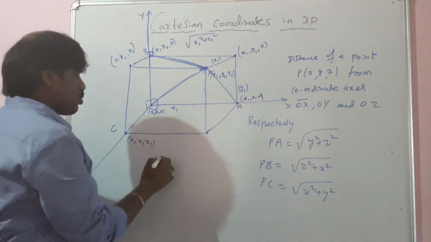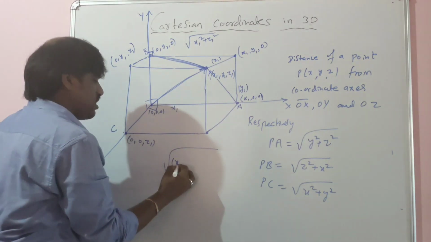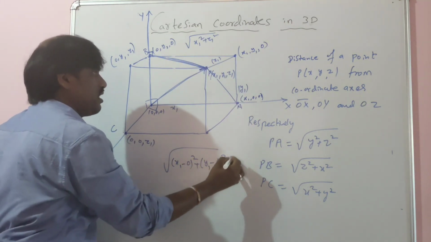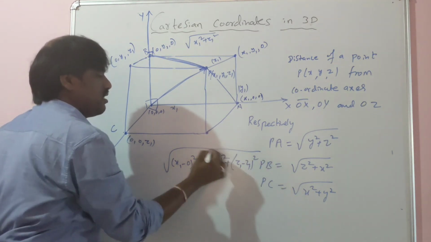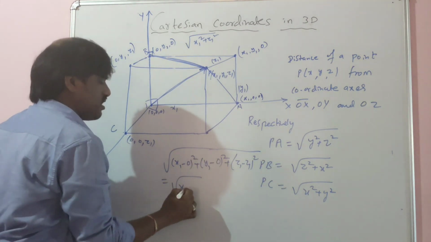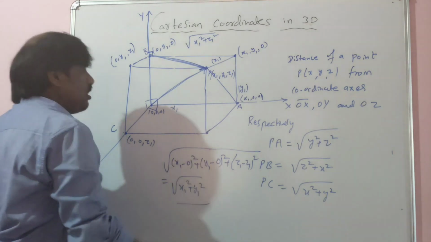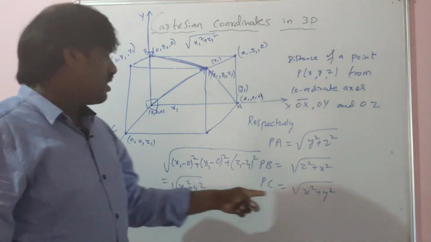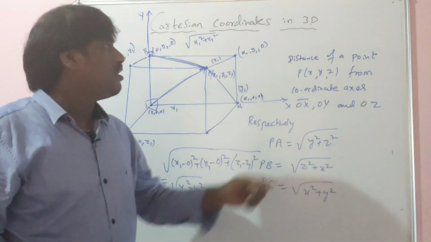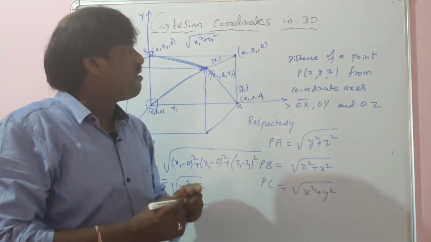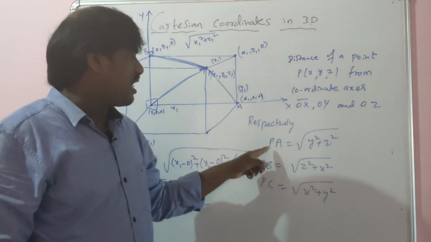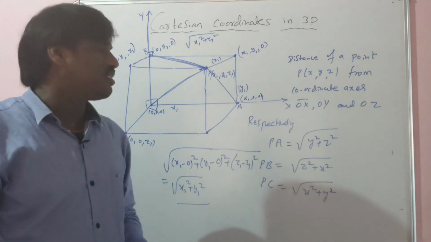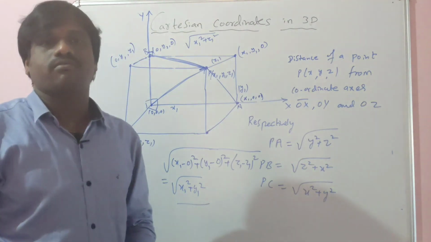See here, what I get is the square root of (x1 minus 0) whole square plus (y1 minus 0) whole square plus z1 whole square. This will be 0, so I get the square root of x1 square plus y1 square. So the distance of P on the z axis is the square root of x square plus y square. So the distances of a point P (x, y, z) from the coordinate axes are PA equal to the square root of y square plus z square, PB equal to the square root of z square plus x square, PC equal to the square root of x square plus y square.